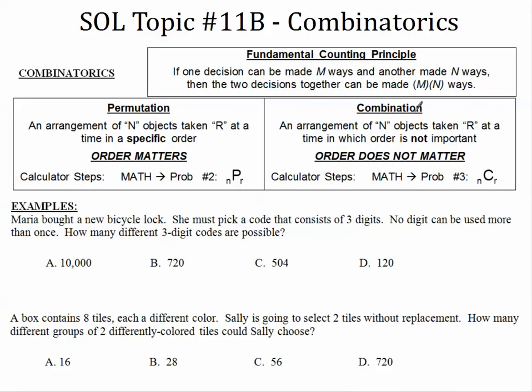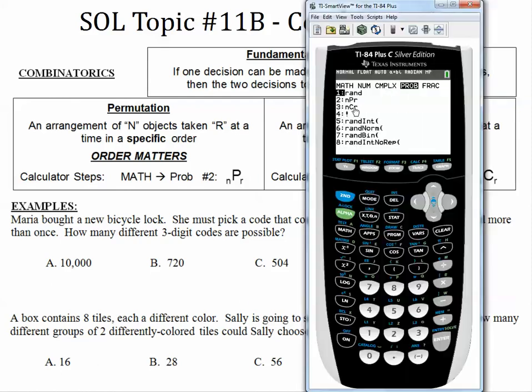Combination. This is when we have an arrangement of n objects and we're taking r of them at a time in which the order is not important. A combination, the order does not matter. And we find that the same way. We hit math and then go over to probability, but it's choice number 3, the nCr.